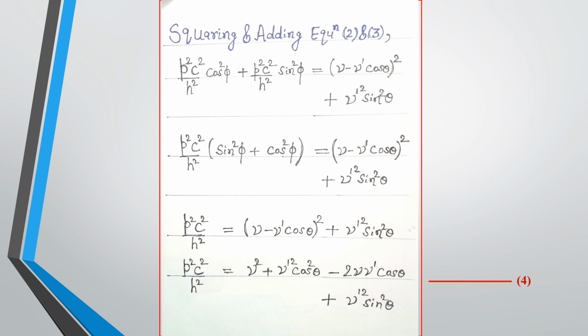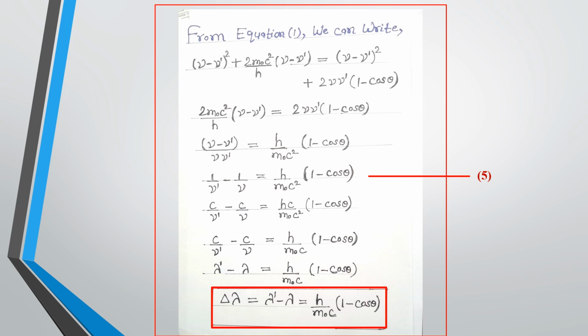Now after squaring and adding equations 2 and 3, we get (p²c²/h²)cos²φ + (p²c²/h²)sin²φ = (ν − ν'cos θ)² + ν'²sin²θ. And after simplifying it stepwise, we achieve equation number 4. Since the left hand side of equation 4 and equation number 1 is the same, we can write (ν − ν')² + (2m₀c²/h)(ν − ν') = (ν − ν')² + 2νν'(1 − cos θ). And after simplifying it, we get equation number 5, that is 1/ν' − 1/ν = (h/m₀c²)(1 − cos θ).